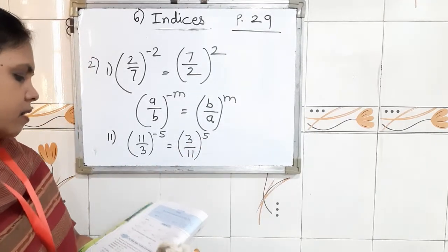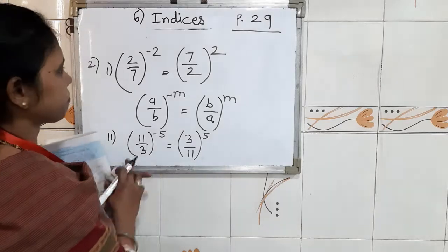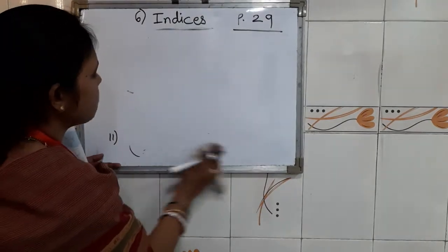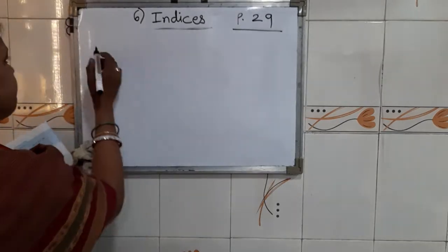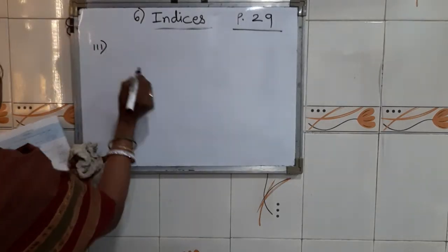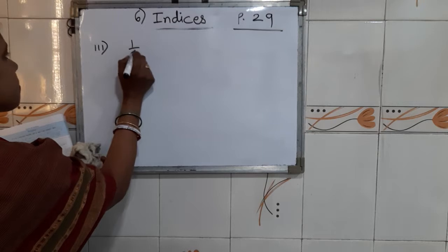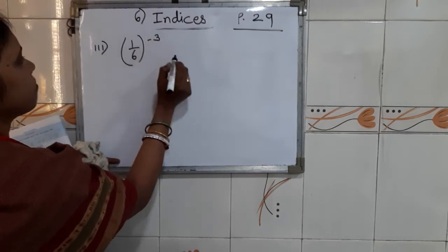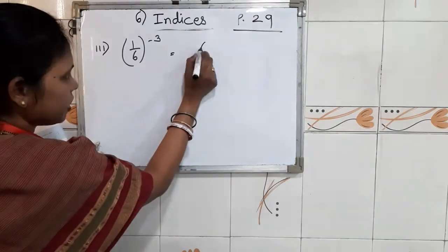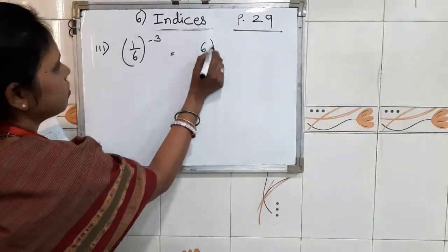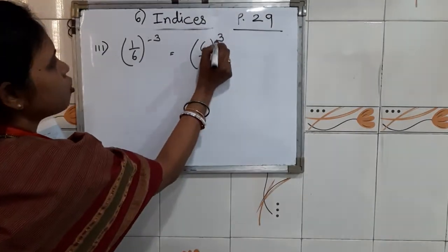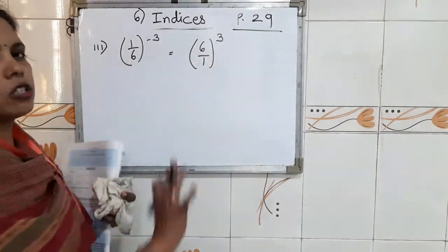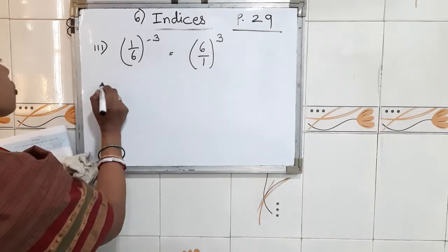In the same way, third question. Question number third one, 1 upon 6, index minus 3. So write down 6 upon 1 and the positive index. Means 6 raised to 3, 1 raised to 3. Next question, fourth one.